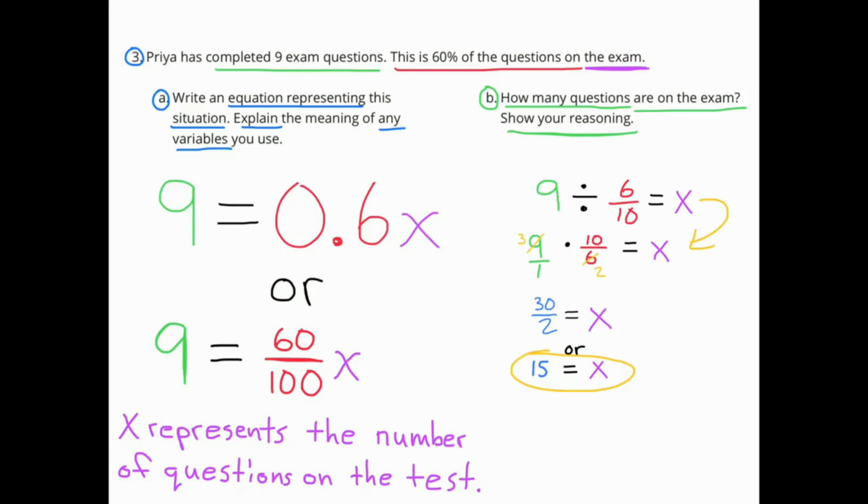B. How many questions are on the exam? Show your reasoning. 9 questions divided by 6/10, or 60%, will tell me the number of questions that are on the test. 9 divided by 6/10 can be figured out by multiplying times the reciprocal of 6/10. So 9 times 10/6 equals x. 9 times 10/6 equals 30/2, or 15. So x equals 15. There are 15 questions on the exam.